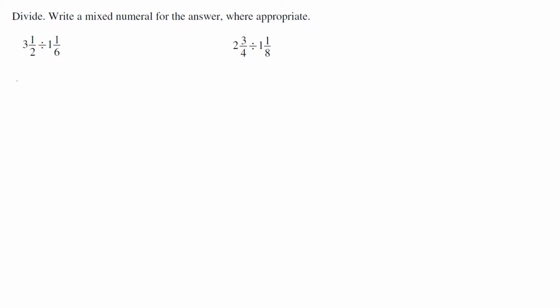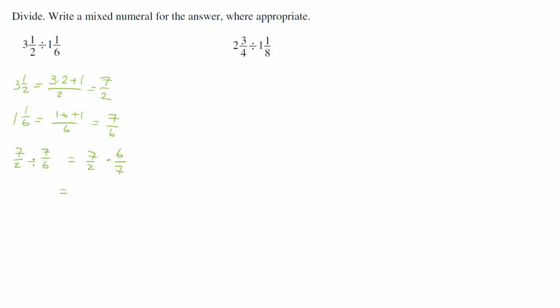So we're going to do 3 1/2, which is equal to 3 times the denominator plus the numerator over the original denominator. So this is going to be 7 over 2. 1 1/6: 1 times 6 plus 1 over 6, which is going to give us 7 over 6. So now we have 7 over 2 divided by 7 over 6. To divide, we flip and multiply. So this is equal to 7 over 2 times 6 over 7.